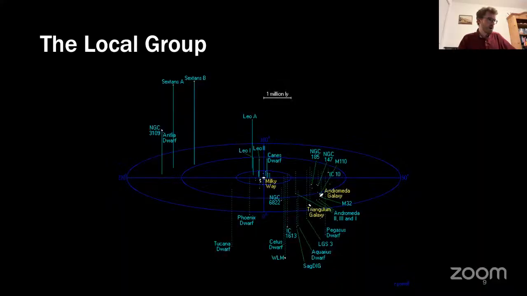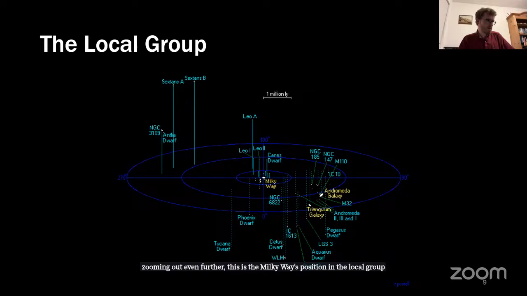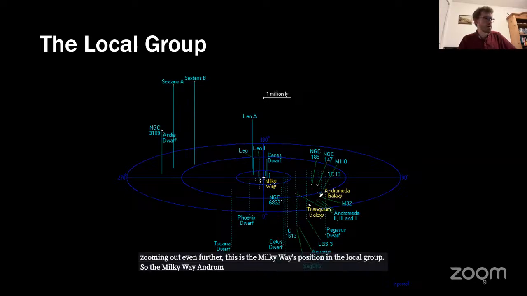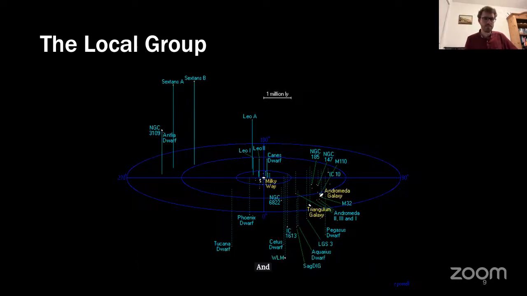Zooming out even further, this is the Milky Way's position in the Local Group. So Milky Way, Andromeda Galaxy, Triangulum, and again, many much less massive dwarf galaxies surrounding that are in some sort of orbit around the Local Group.